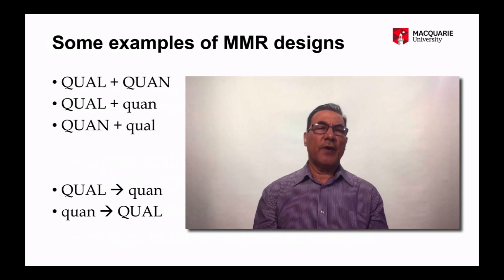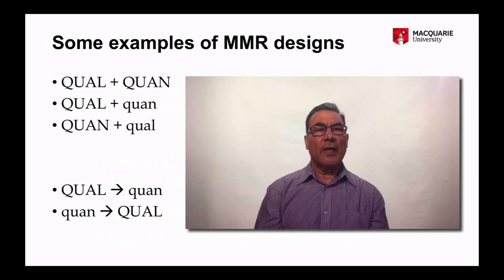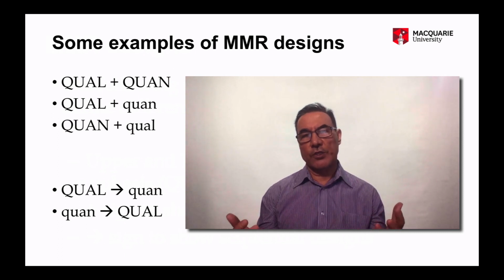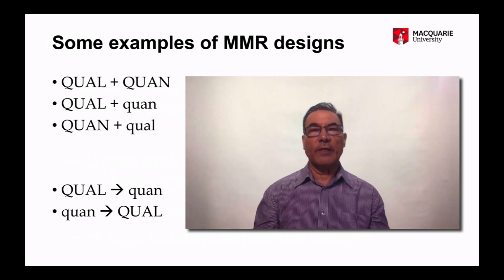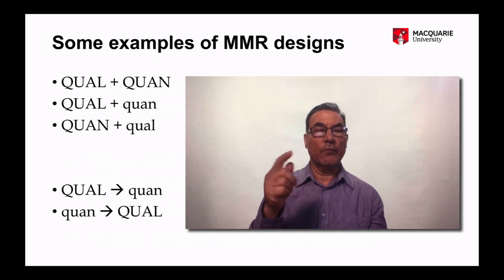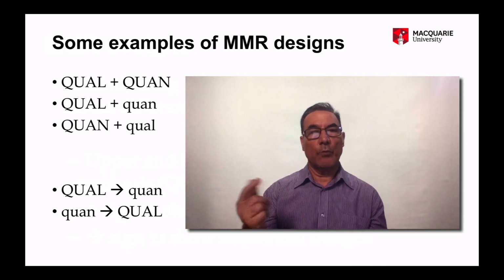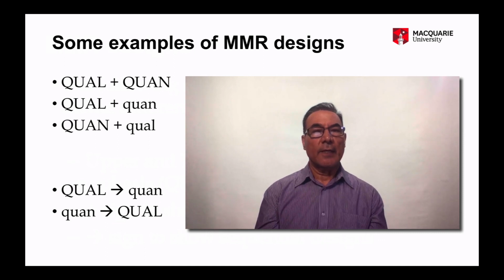An example of a quan plus qual is that, for example, when a researcher conducts a survey, a questionnaire survey, so the main emphasis is in collecting data from a larger sample, but then selects a subsample of the main study for some interviews. So this is an example of quan with capital letters plus qual with lowercase letters.